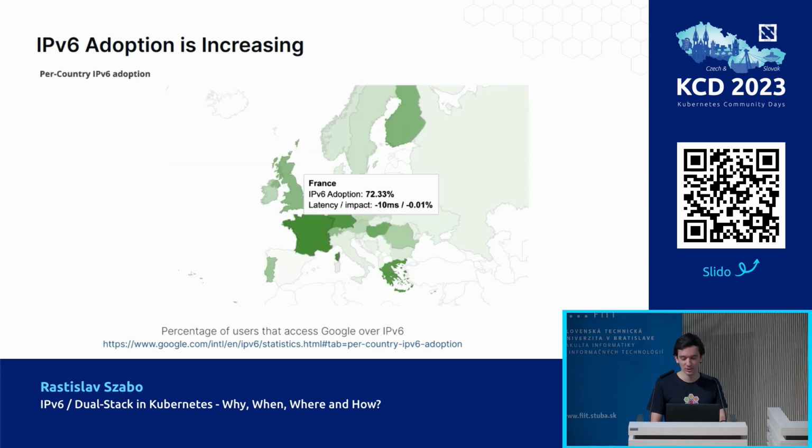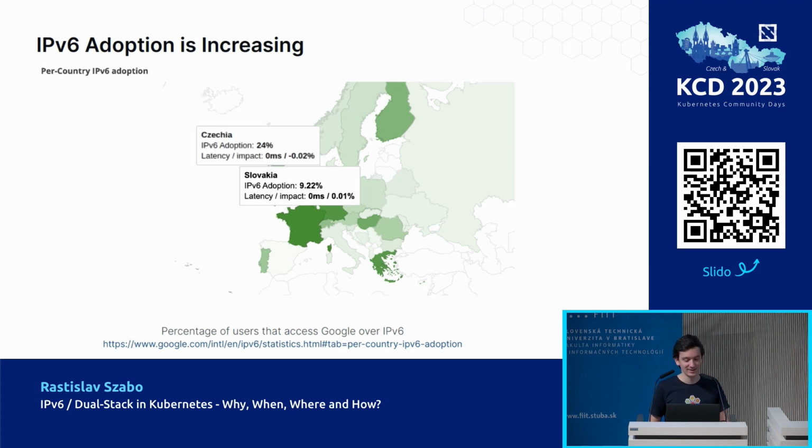So in France, already over 70% of Google users' traffic goes to Google via IPv6. And if you want to make another guess, I'll give you 3 more seconds, make your guess what would be the numbers for the Czech Republic and Slovakia. 1, 2, 3. It's not that great. So in the Czech Republic, it's about 24%, and in Slovakia, we are actually below 10%. So please, Slovak ISPs, if you hear me, please do something about that.